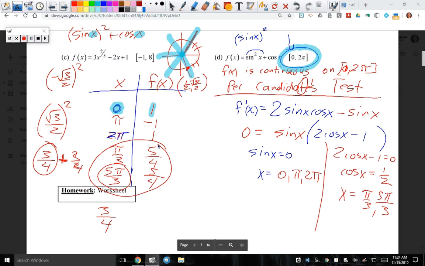The max is 5/4 occurring both here and here, and the min is -1 occurring at x equals pi. I can't hear you, okay. Oh, I was just plugging the 0 in to get that one value.